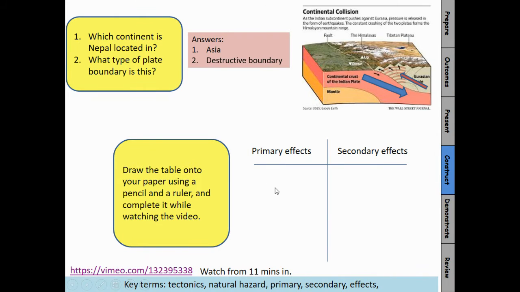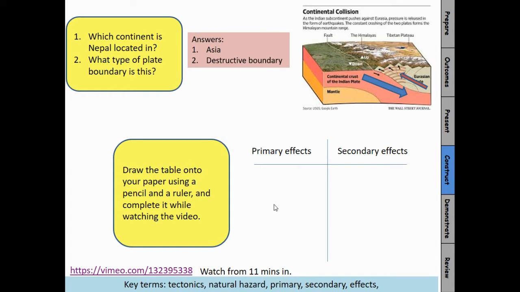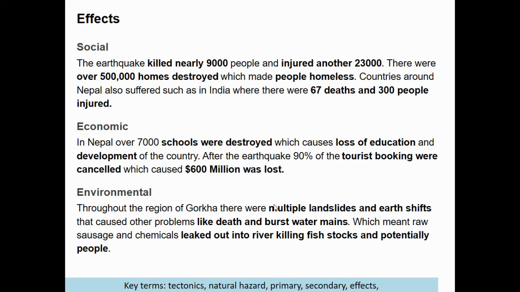Are they primary effects or are they secondary effects? Okay, so remember, just as a quick recap, a primary effect is something that happens immediately. Okay, and then a secondary effect is something that happens usually because of the primary effect in the first place. So I have also separated these into social, economic, and environmental. Okay, just so you are thinking about the ESE impacts.